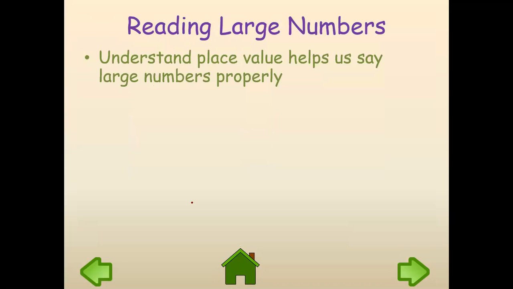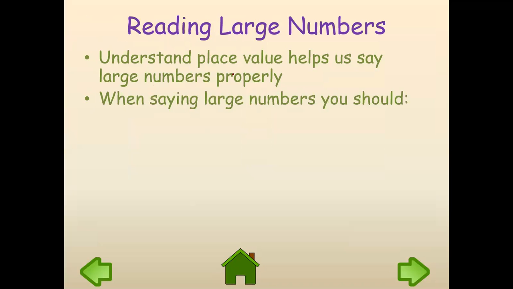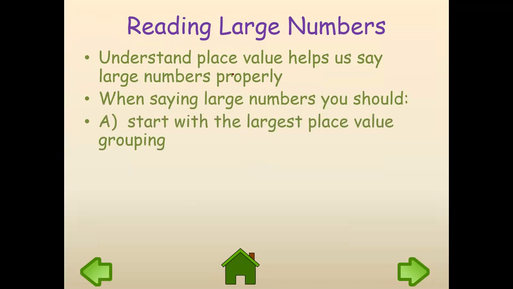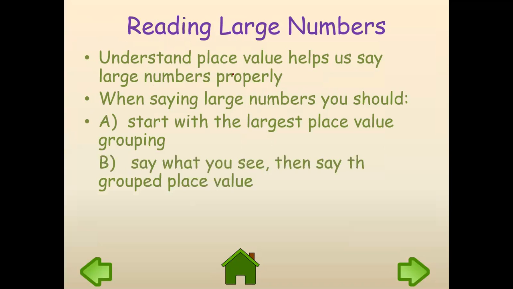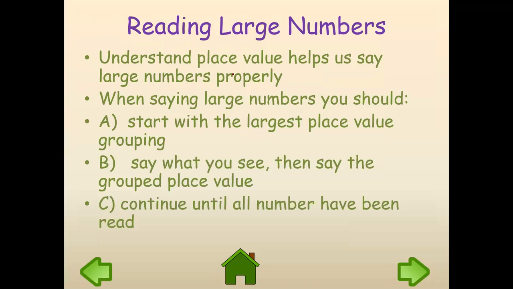Now I will explain for you exercise 2, how do we write numbers in letters. Reading large numbers. First step, you should understand the place value. Why? In order to know that we have 3 families: ones, thousand, and million. When saying large numbers, you should start with the largest place value. In order to read the number, from where should I start? From which family? From the ones or from the million? We have to start from the largest one, that is million. Then say what you see and then say the grouped place value. Continue until all the numbers have been read.